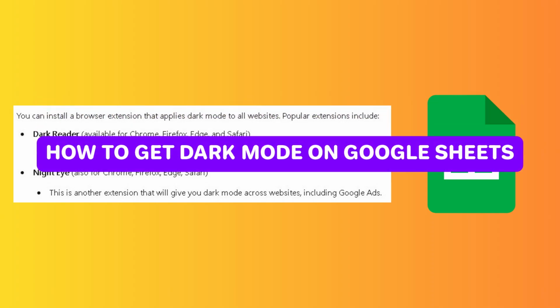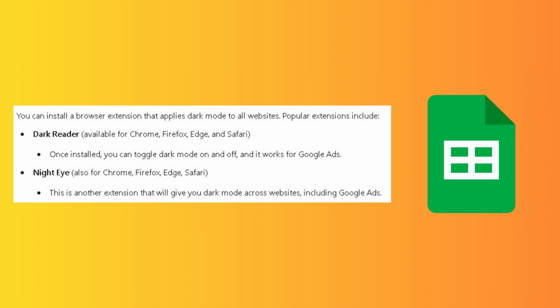In this video, you will learn how to get dark mode on Google Sheets. First, you can install a browser extension that applies dark mode to all websites on Chrome. The popular browser extensions are Dark Reader. Once this is installed, you can toggle dark mode on and off, and it works for all of Chrome sites.